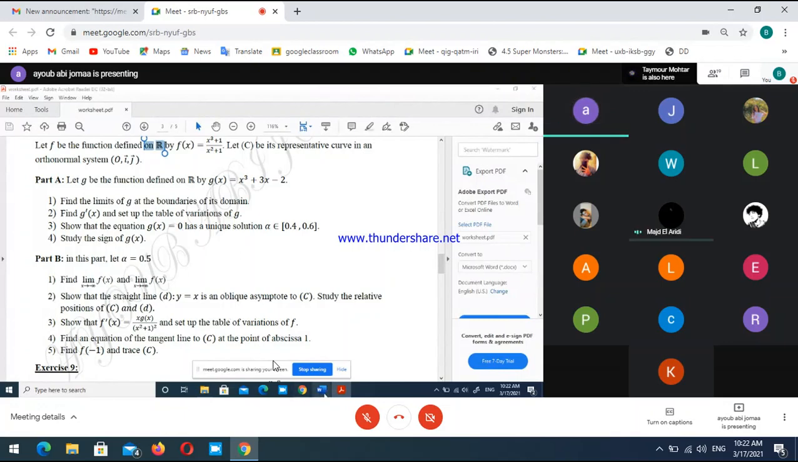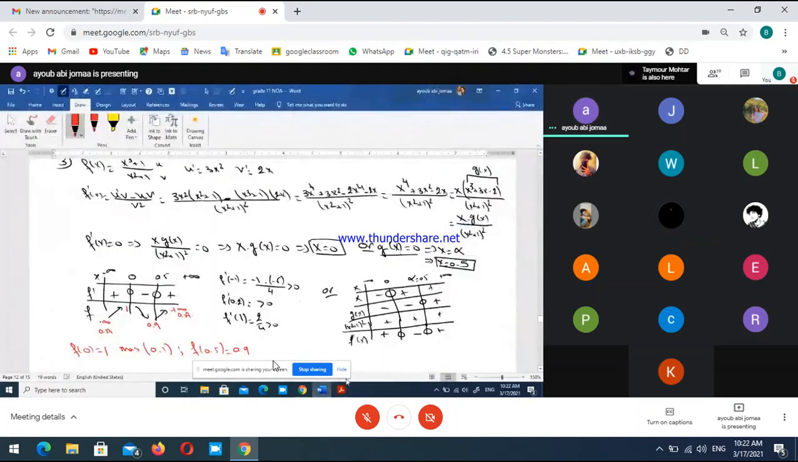If you consider the denominator x squared plus 1 squared, if you put it equal to 0, x squared plus 1 squared equals 0, it means that x squared plus 1 equals 0. Then you get x squared equal to negative 1. It has no real roots. No real roots. Nothing.